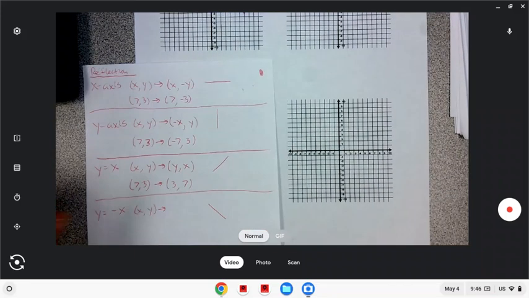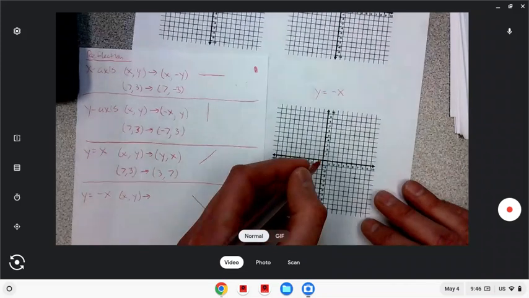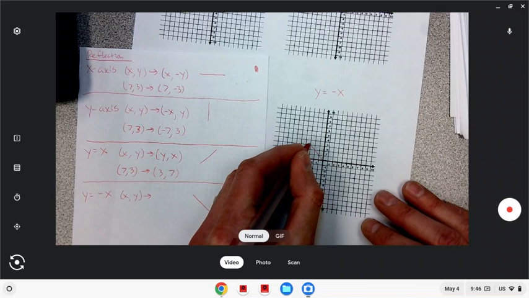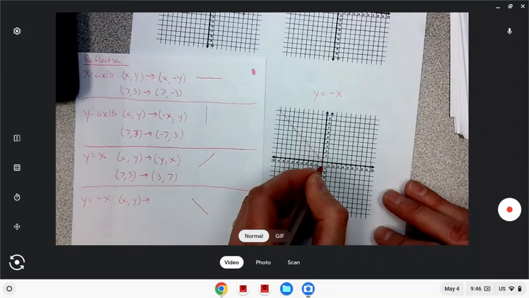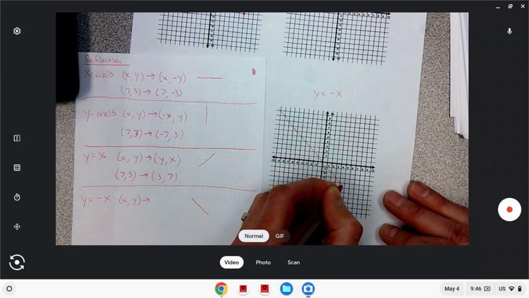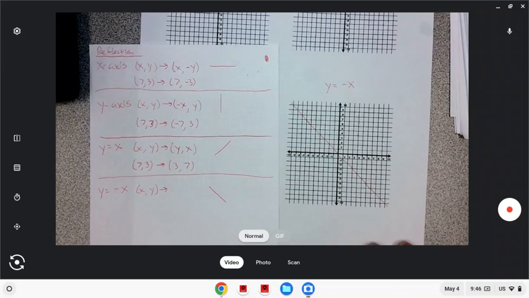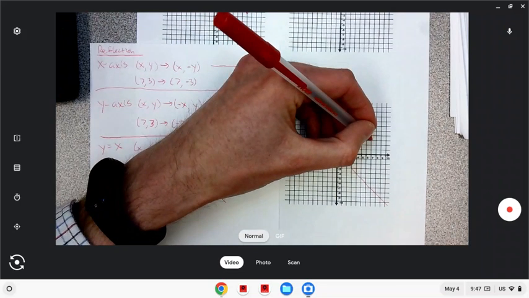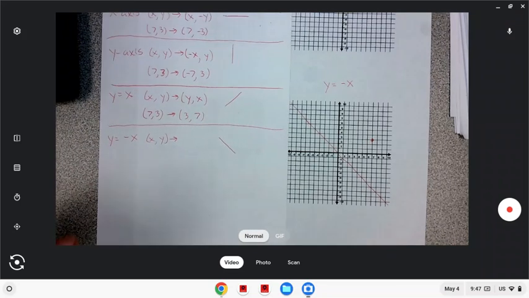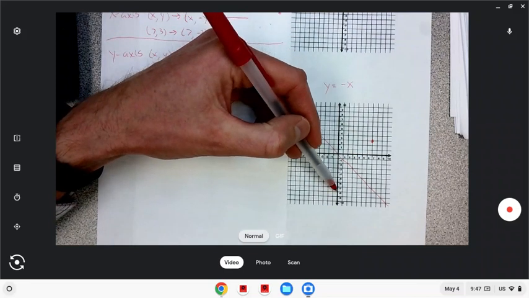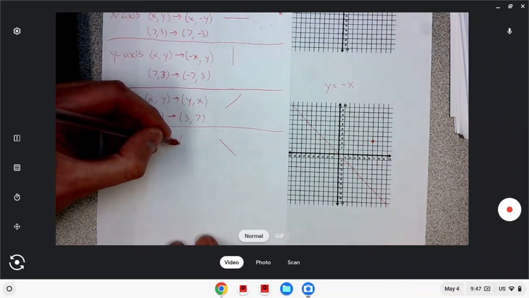The last one we have then is reflecting across the line y equals negative x. Again, I'm going to draw this correctly. Pretty good. Okay, there we go. And my point was 7, 3. I'm going to do the same thing. Rather than visually trying to figure out where it would end up over here somewhere, I'm going to write down the rule and apply the rule.